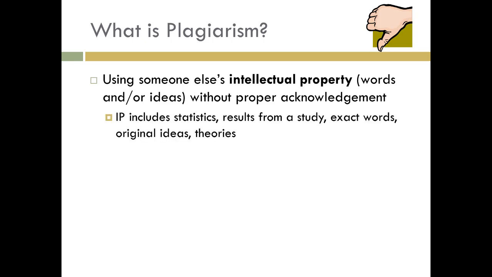So what that means is intellectual property, IP, includes statistics. Anytime you're giving me a percentage, a number of things, anything that had to be counted, somebody had to do that counting. So that's the intellectual property of some source. You might also be giving me results from a study, academic or otherwise. If we're learning this information because a study was conducted, then that study needs to get credit. Exact words are always intellectual property. So when you're quoting, using a source's exact words always counts as intellectual property. Original ideas or theories, those would count as intellectual property as well.